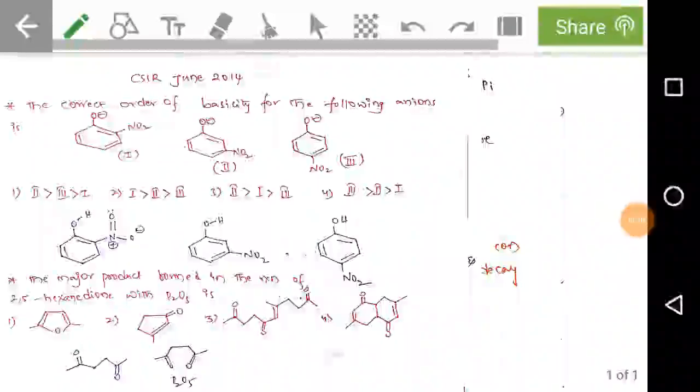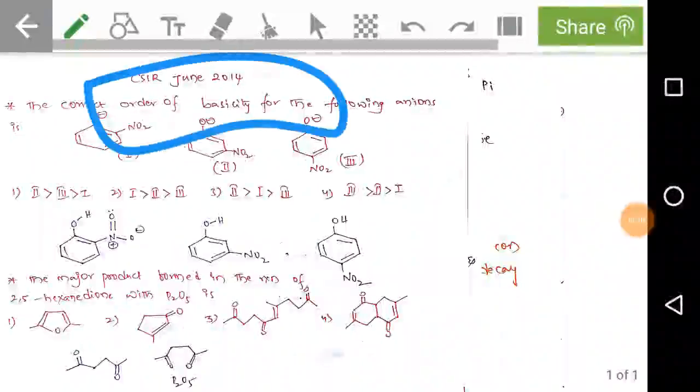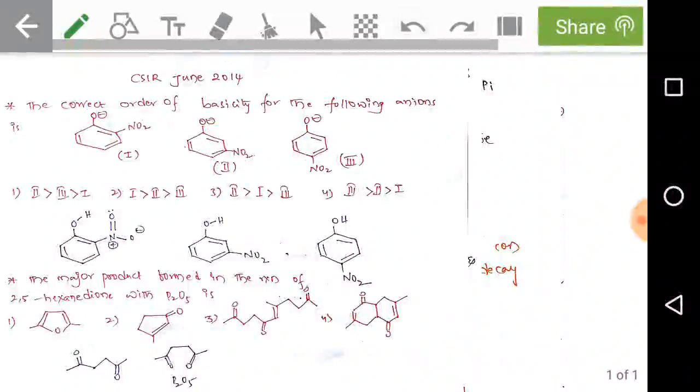Hi, now we are analyzing CSIR June 2014 Chemical Sciences. Just look at the given problem. The correct order of basicity for the following anions is.